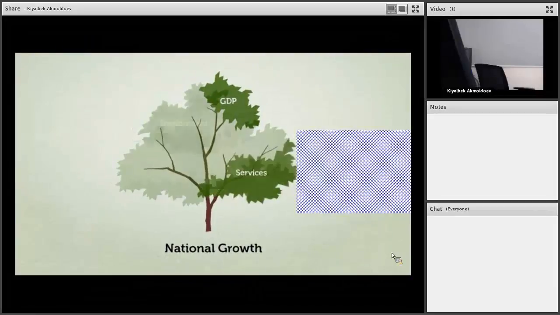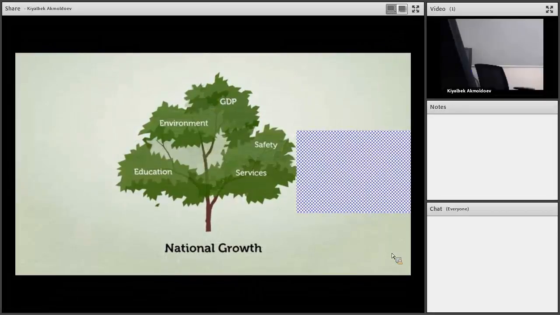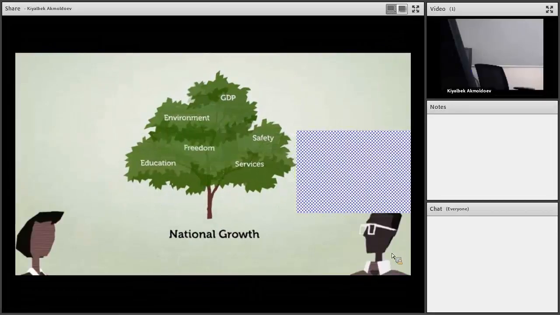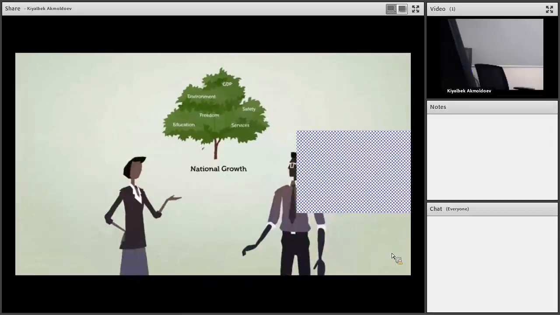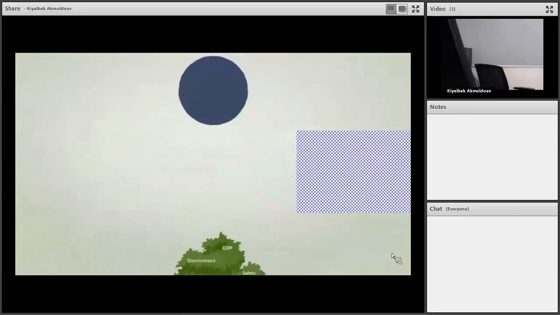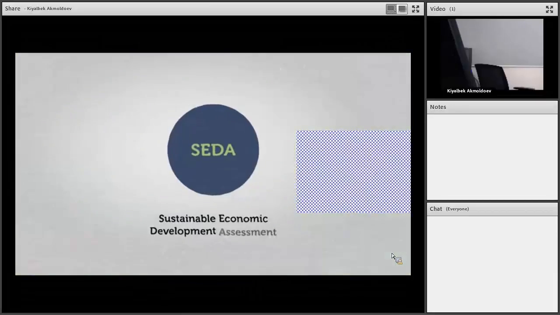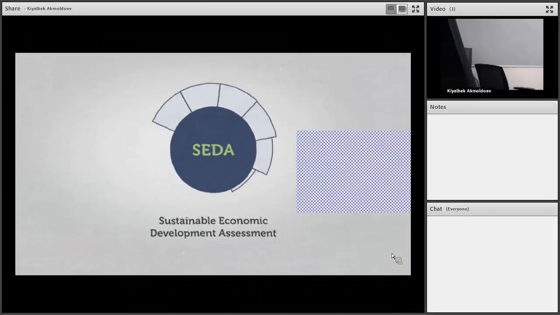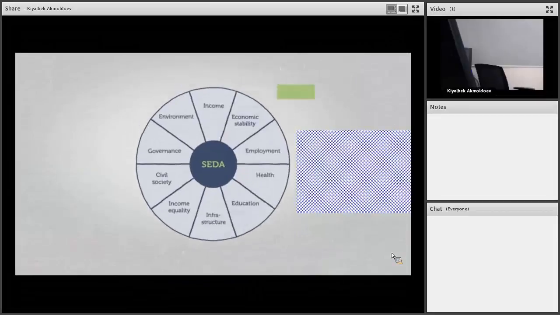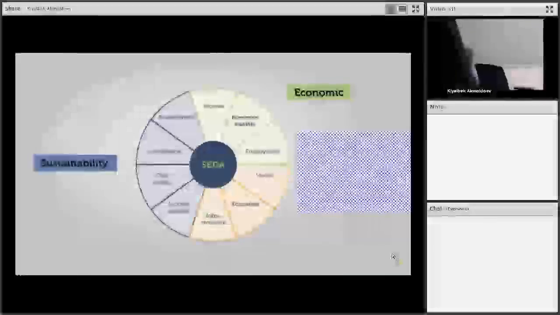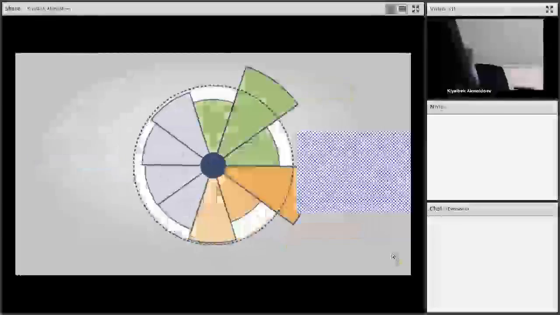Things like working public services, clean air, accessible education, safety from violence and harassment, and speaking freely without fear of arrest. So how can these factors be measured? This is where the Sustainable Economic Development Assessment comes in. Using 10 dimensions, it measures not only a country's economic performance, but its social and environmental sustainability, as well as the outcome of its long-term investments.